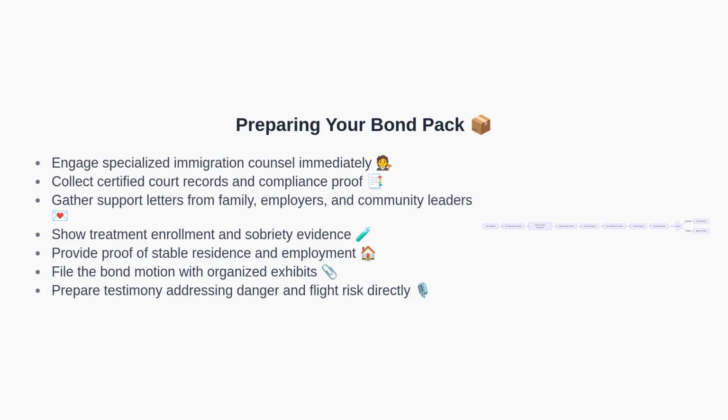Begin by retaining specialized immigration counsel who understands criminal immigration intersections. Collect certified court records and proof of compliance. Obtain detailed support letters from family, employers, and community members. Show treatment enrollment and sobriety documentation. Provide proof of stable residence and employment. File a well-organized bond motion with exhibits. Finally, prepare testimony that addresses both danger to the community and flight risk, including what has changed since the offense and how you will ensure compliance going forward.